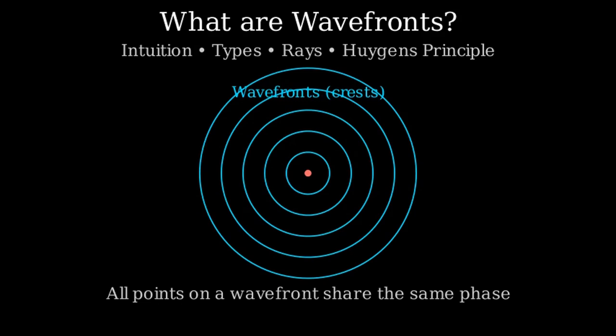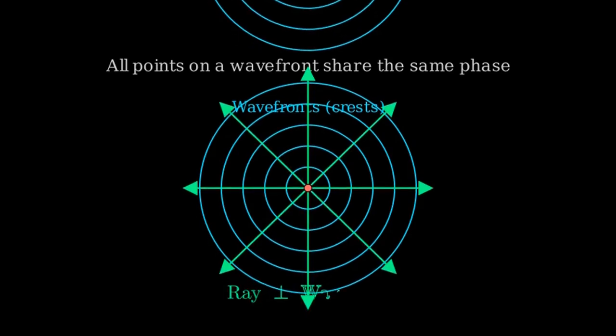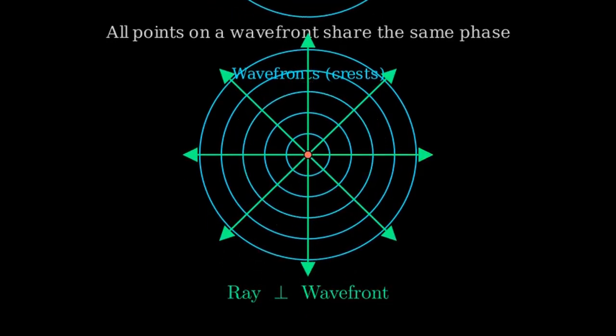Now, how do wavefronts move? The direction the wave travels is always perpendicular to the wavefront. We often draw arrows called rays to show this travel direction. So, a ray is perpendicular to the wavefront.